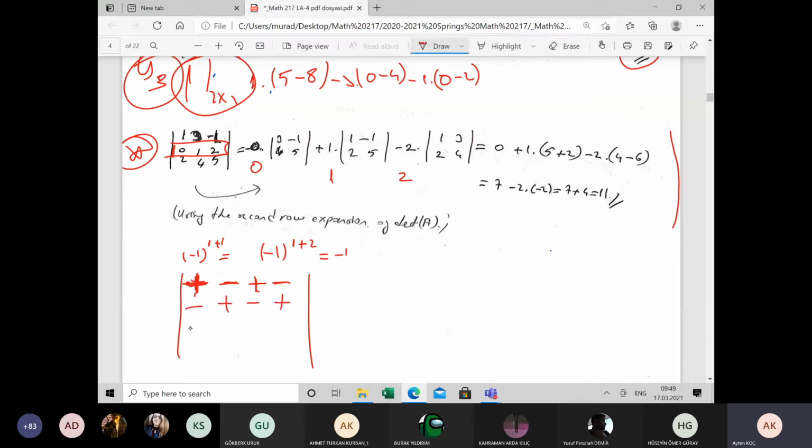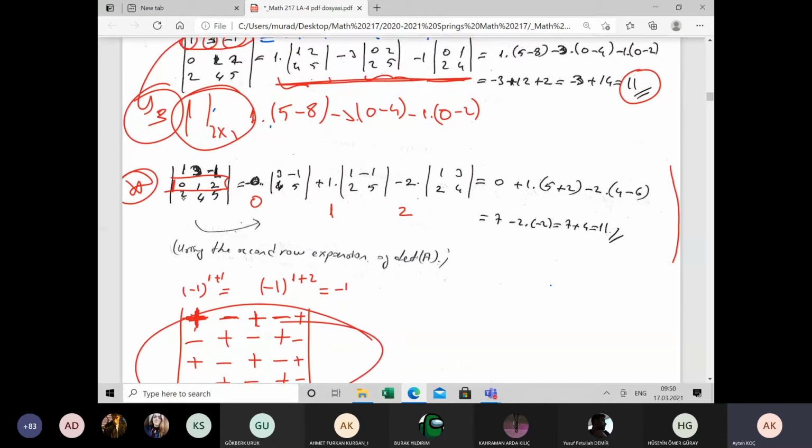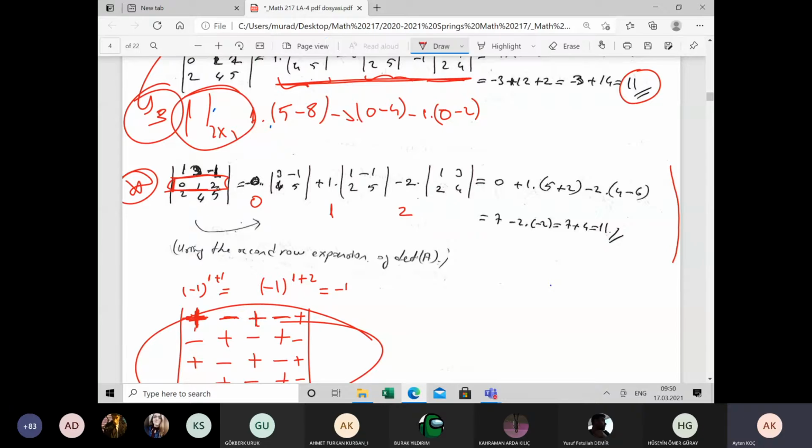If our matrix is 5 by 5, this one should be plus, minus, minus. This one is plus, minus, plus. It's okay? So let's come back here. Sign of position. This one is plus, this one is minus. So this one should be minus. This one is plus, this one is minus. It's okay? So write the corresponding minor.